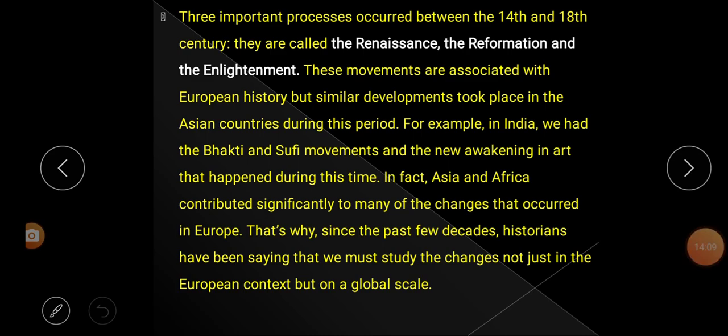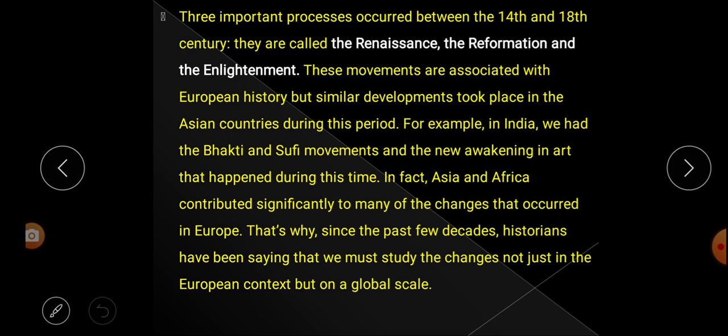Next sentence. These movements are associated with European history, but similar developments took place in the Asian countries during this period. So when we talk about the Renaissance, Reformation, and Enlightenment, these are related to European history. But similar development also took place in the Asian countries.